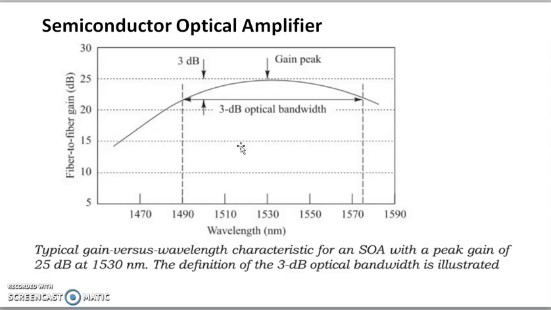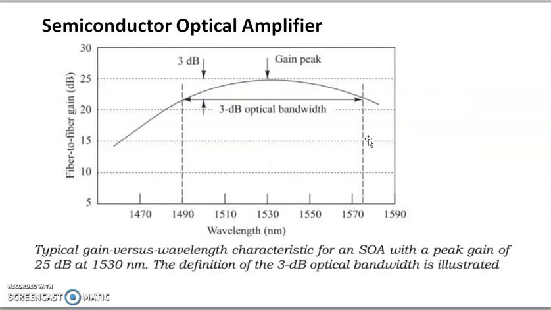Now gain versus wavelength, and that wavelength is nothing but the semiconductor optical wavelength, that is, the 3 dB bandwidth we consider. So this one is about the fiber to fiber gain and the wavelength here. This graph indicates the 3 dB optical bandwidth.